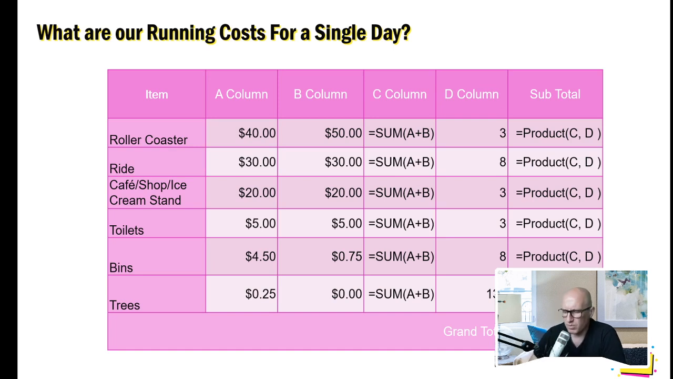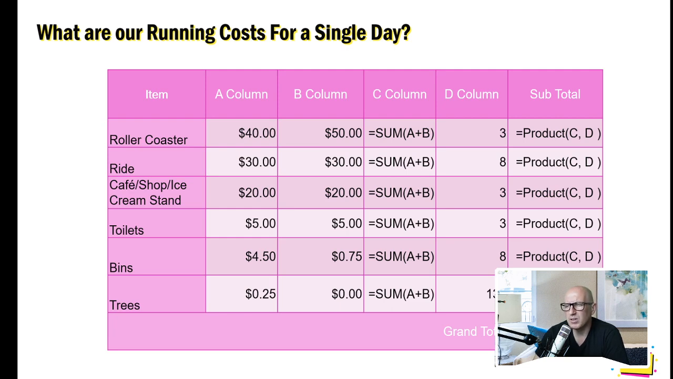We are back for part 2 of lesson 2. Last time we were working out what the running costs were for a single day. We worked out, for me, it was $974.24, 74 cents, 75 cents, 924, something like that.